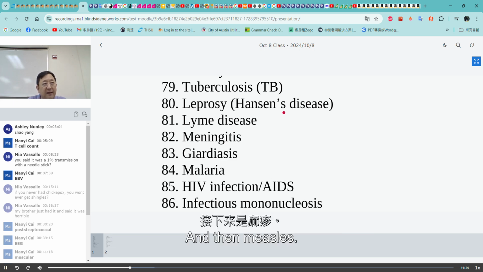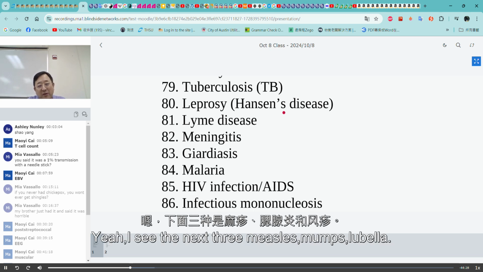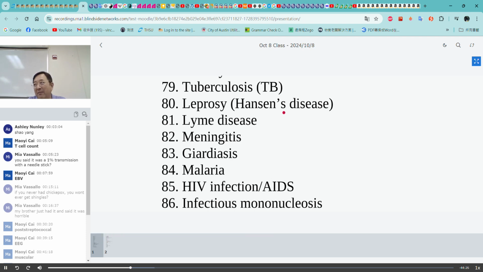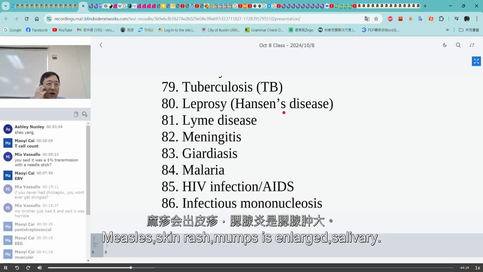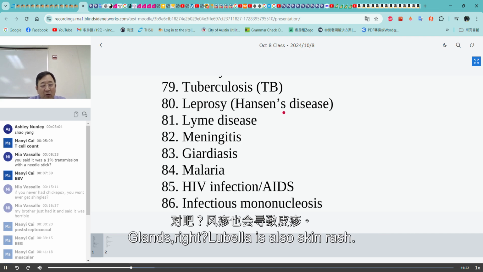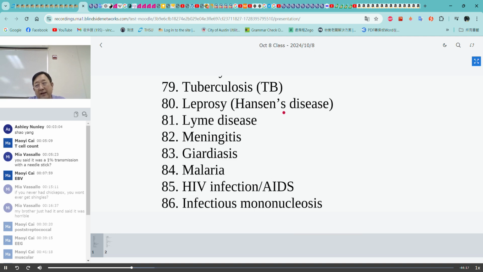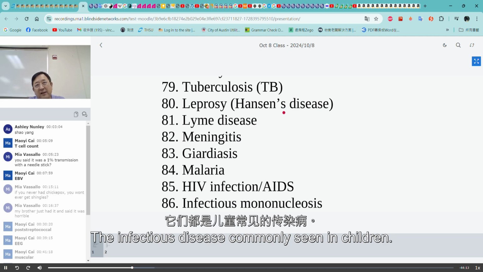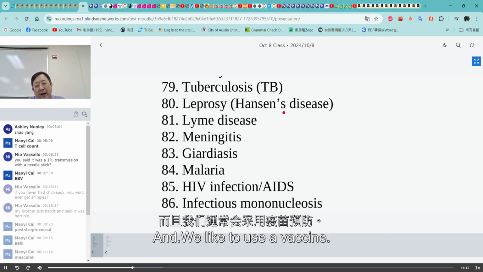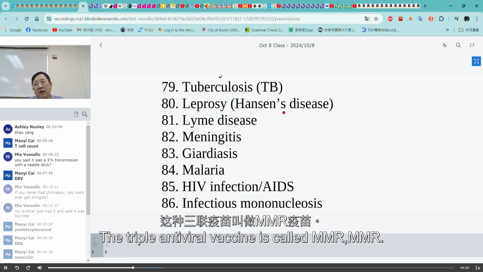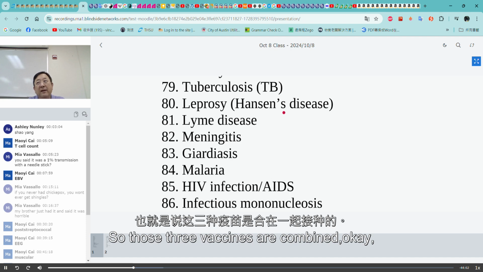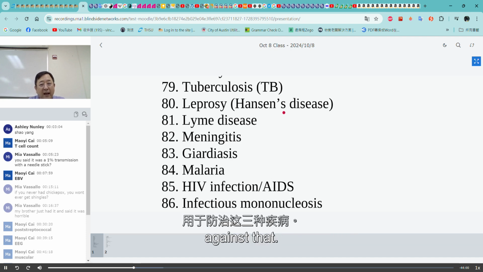And then the next three: measles, mumps, rubella. Measles is a skin rash. Mumps is enlarged salivary glands. Rubella is also a skin rash. Those three are infectious diseases commonly seen in children, and we like to use a vaccine. It's a triple antiviral vaccine called MMR. Those three vaccines are combined.